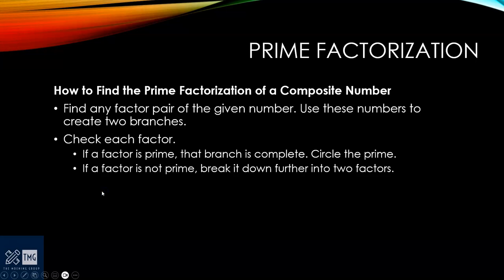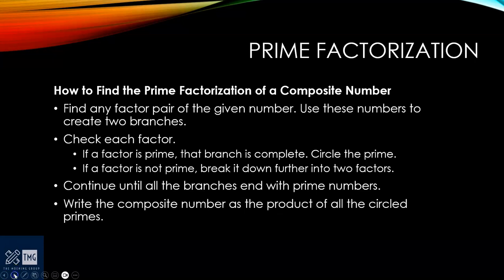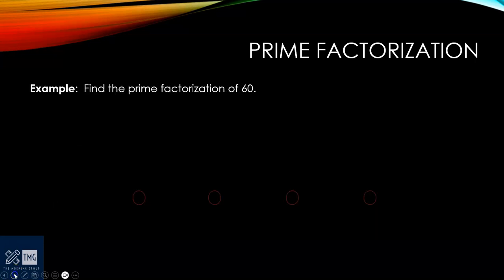And then when you break that down, and we're going to do some examples, if one of those numbers is prime, then you circle it because that branch is complete. If when you break it down, you still have a composite number, then we're going to break it down again, and we're going to create a tree looking diagram. And the goal is to continue until all branches end with prime numbers. So we're going to have circles at the bottom of every branch because we always circle the prime numbers. All right, let's jump into this.